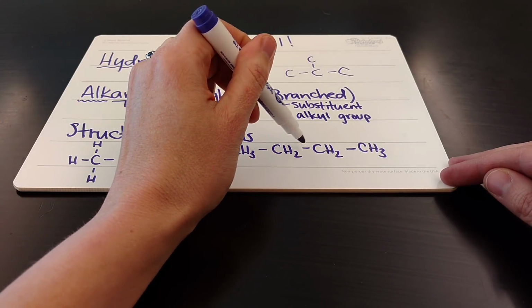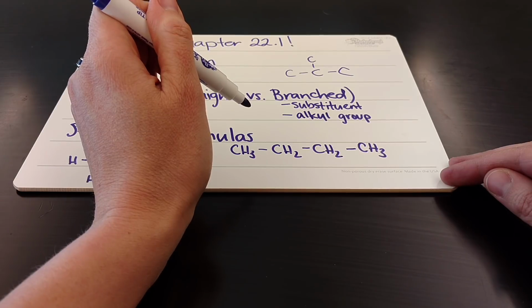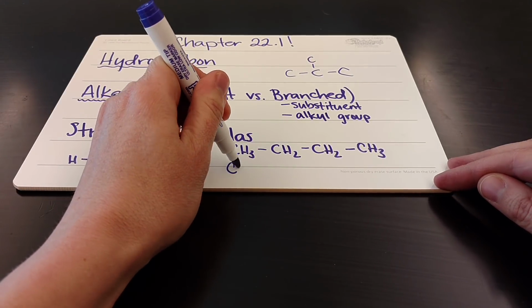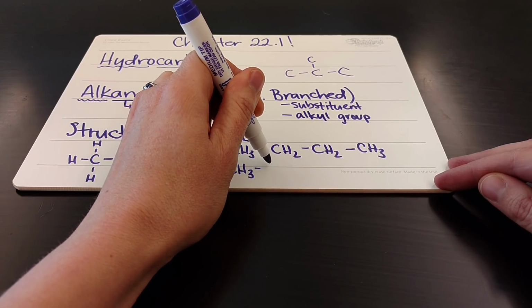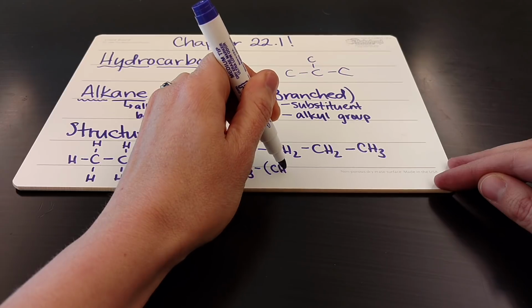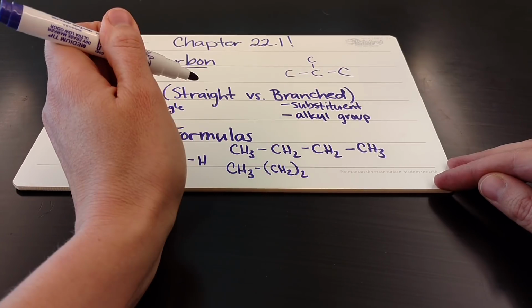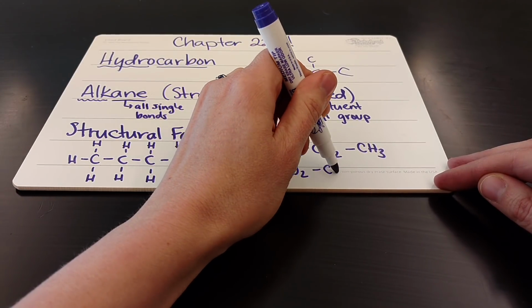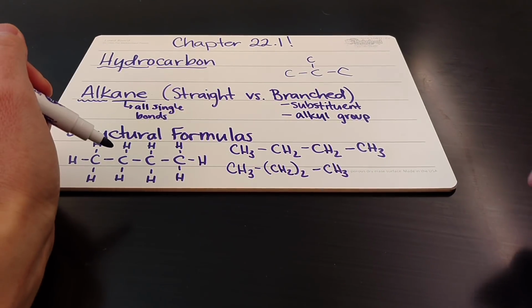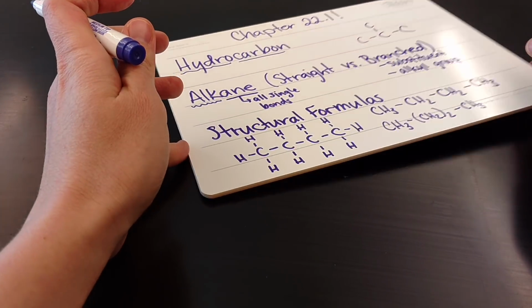Okay, you can do the same thing without the dashes. That's also a condensed formula. Or when you have a repeating unit in the middle like this one, you can do something that looks like this, with or without the dash. Put that CH2 in parentheses, and then a subscript telling me how many there are. Okay. Those are usually not formulas that students choose to draw.